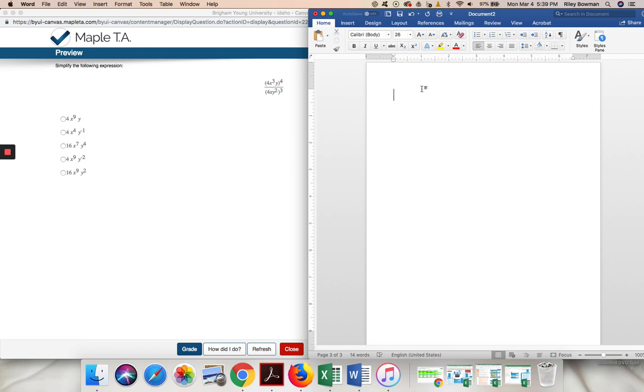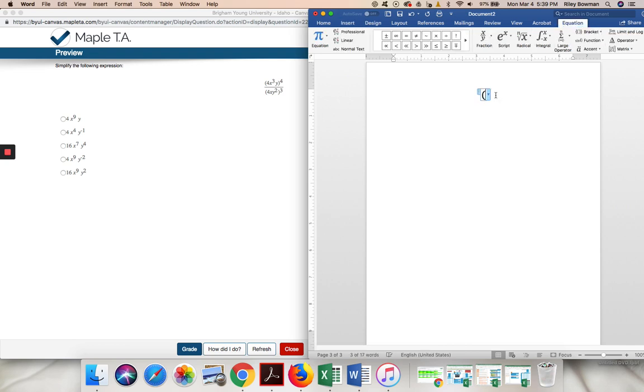So the first thing I'm going to do is actually write it out. That will show you that it doesn't matter either way. So this top one says that whole thing is being raised to the fourth. That means I have it multiplied 4 times, and let's do insert equation, just because it gives me the exponent and that looks nice.